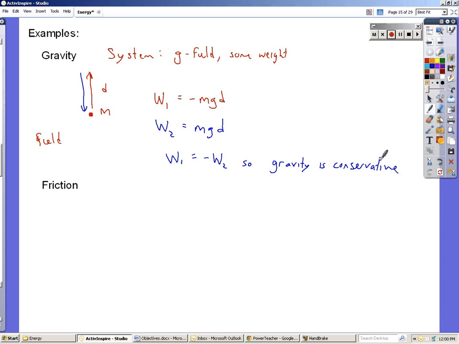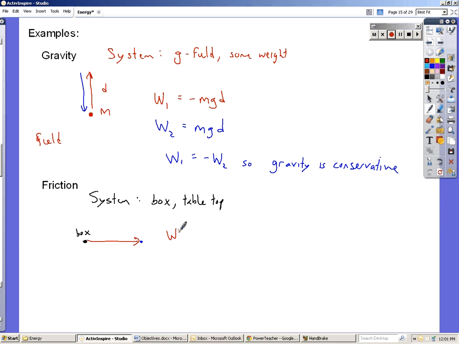Now friction, on the other hand. Let's say you have a box on a tabletop. So our system is a box and a tabletop. If we start with the box here and we push it over here, and I'll make that.